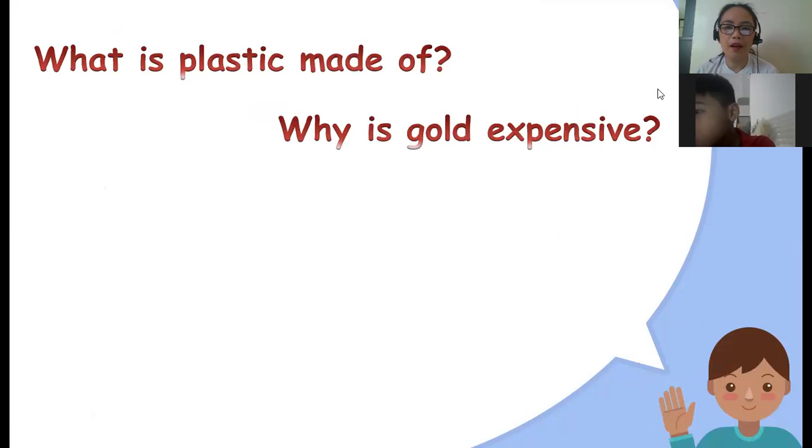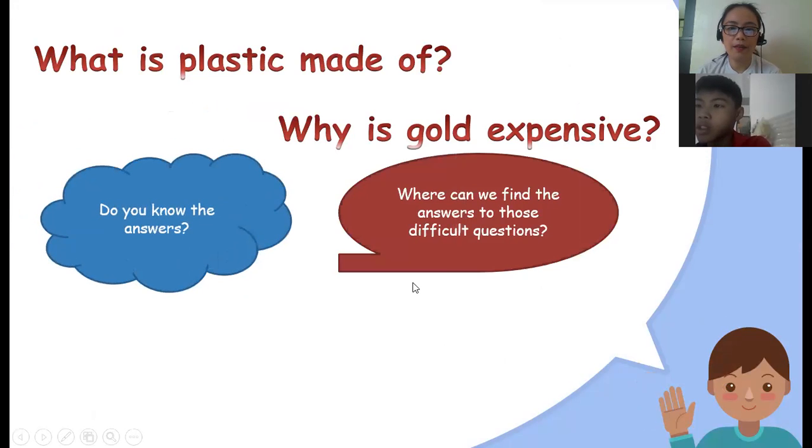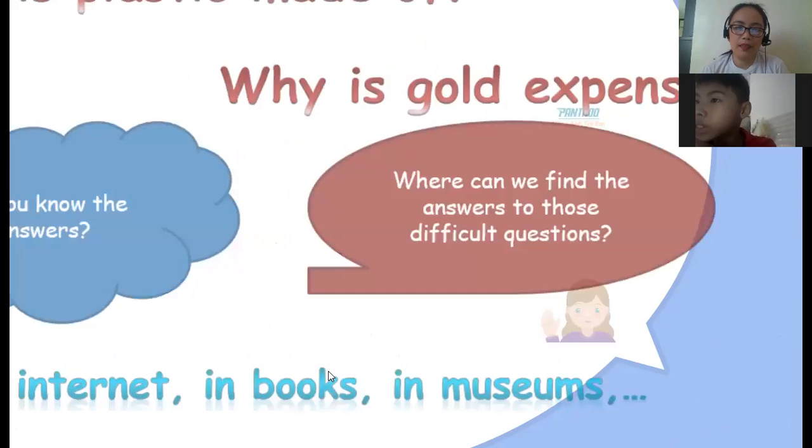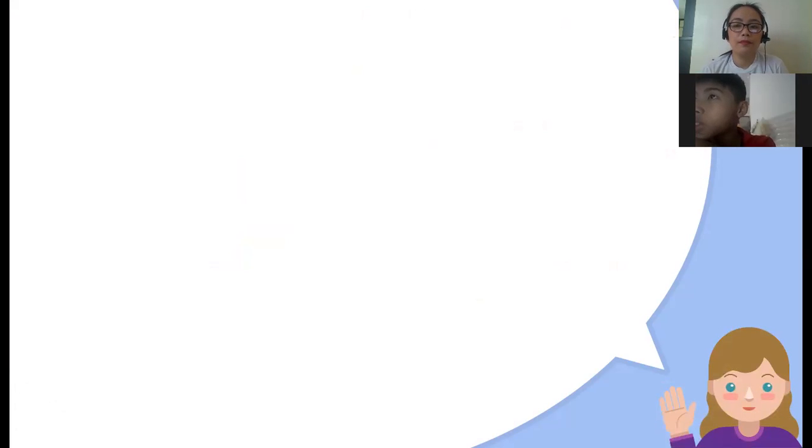What is plastic made of? Why is gold expensive? Can you read it? Yes. Okay, do you know the answers? Where can we find the answers to those difficult questions? On the internet, in books, in museums. So there are many options that we can choose from when we want to search for an answer. We can look on the internet, in books, and in museums. Can you read it? On the internet, in books, in museums. Okay.